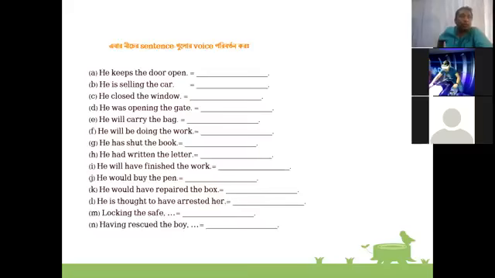He has shut the book. The book has been shut by him. He had written the letter. The letter had been written by him. He will have finished the work. The work will have been finished by him.